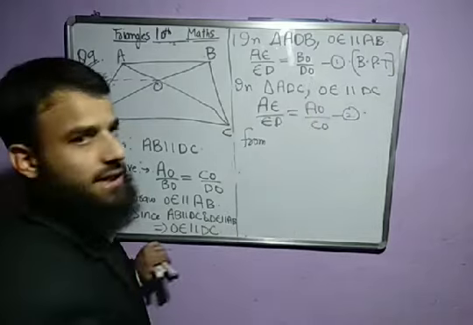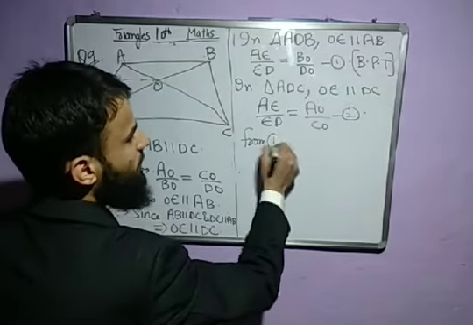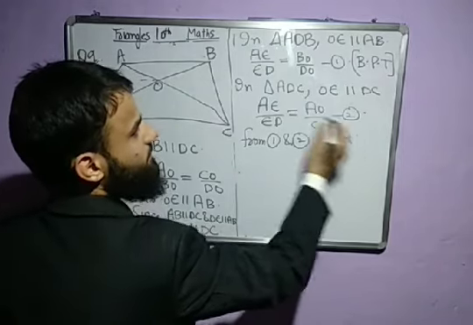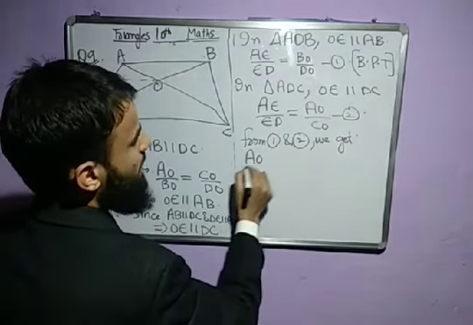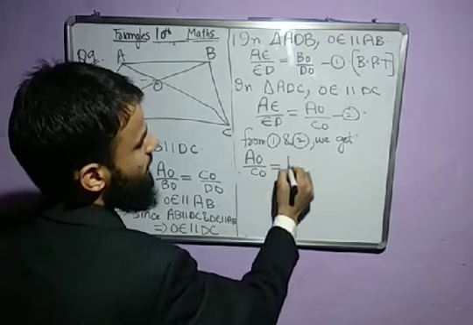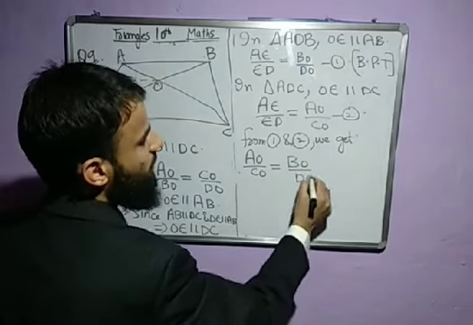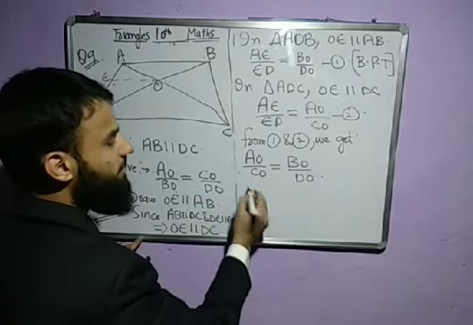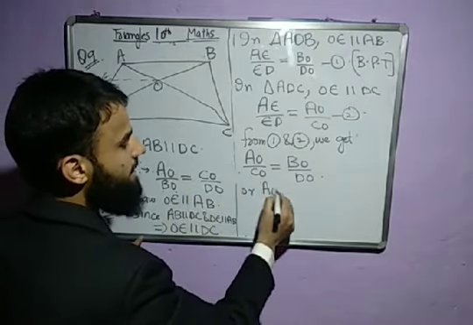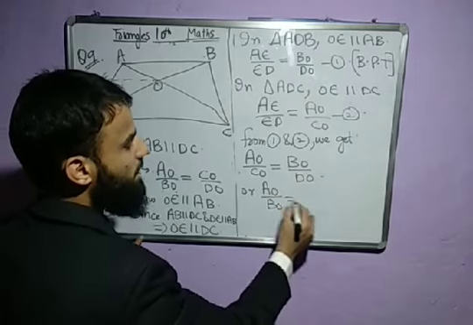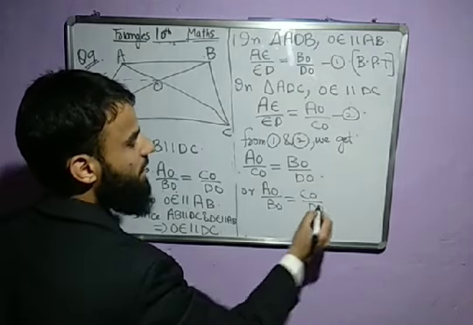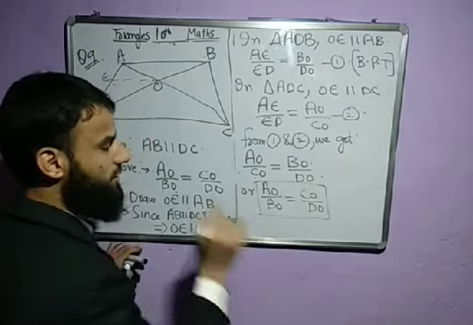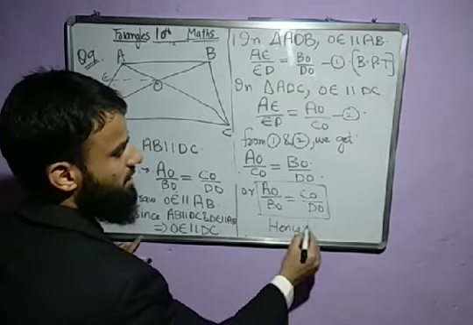You can find that equation 1 and equation 2 have the left hand side equal. Therefore, their right hand side should also be equal. So from 1 and 2, we get AO divided by CO is equal to BO divided by DO. But now we have to prove AO divided by BO. Let us now interchange the position of CO and BO. Or I can write it as AO divided by BO is equal to CO divided by DO. Just, I brought this CO here and BO here. So this is the question, hence proved.